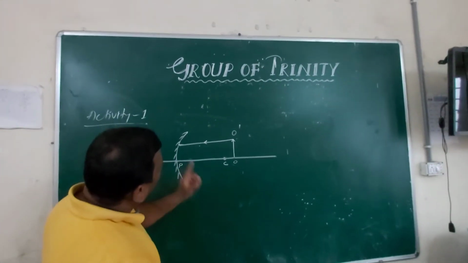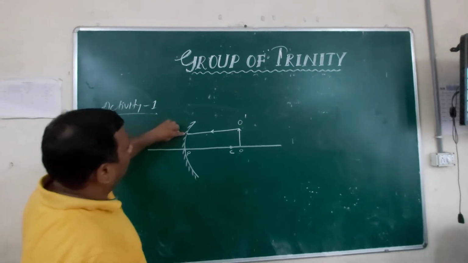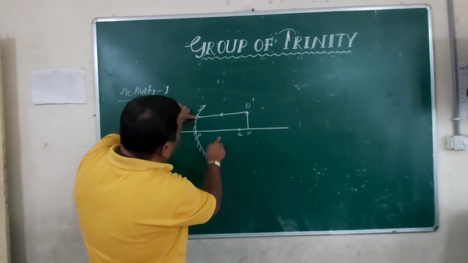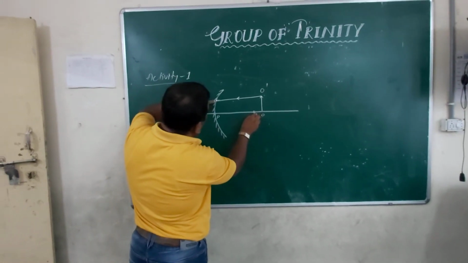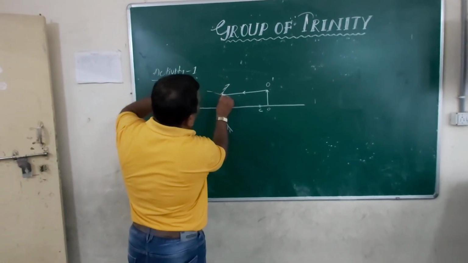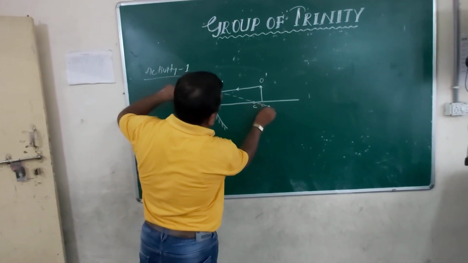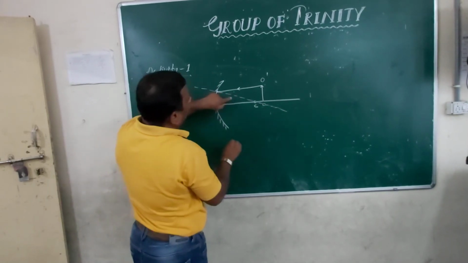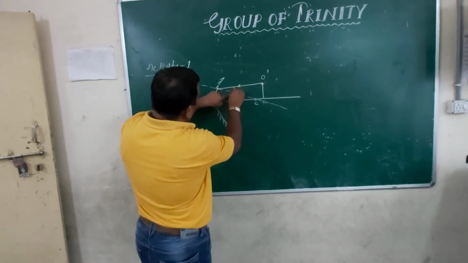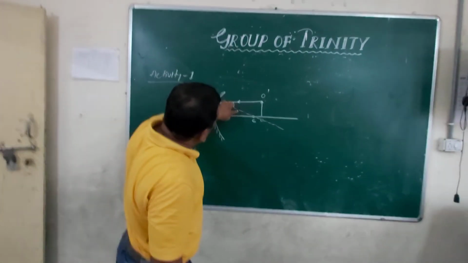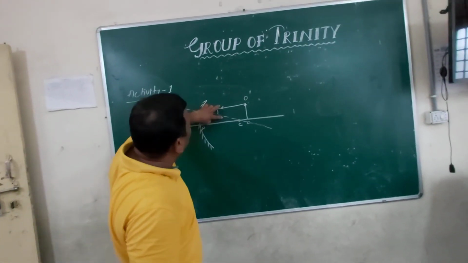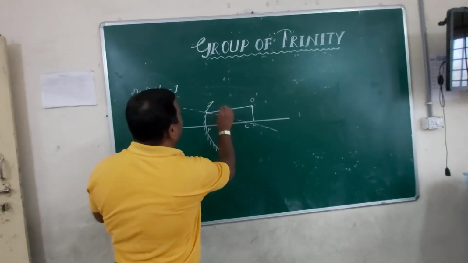And now you have to draw the normal line. How do you draw the normal line? From the point of incidence to the center of curvature, you draw a straight line. Then this is called the normal line, right? And with the help of the normal line, you can easily decide the angle of incidence. Then this is the angle of incidence.